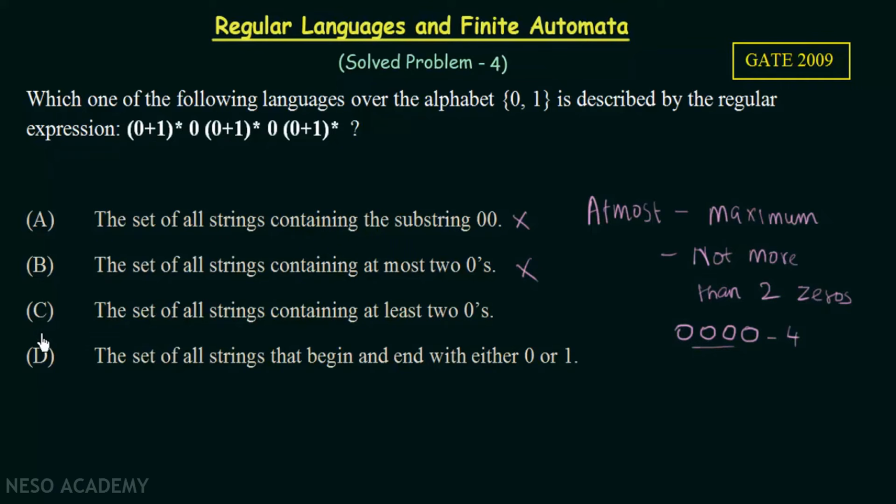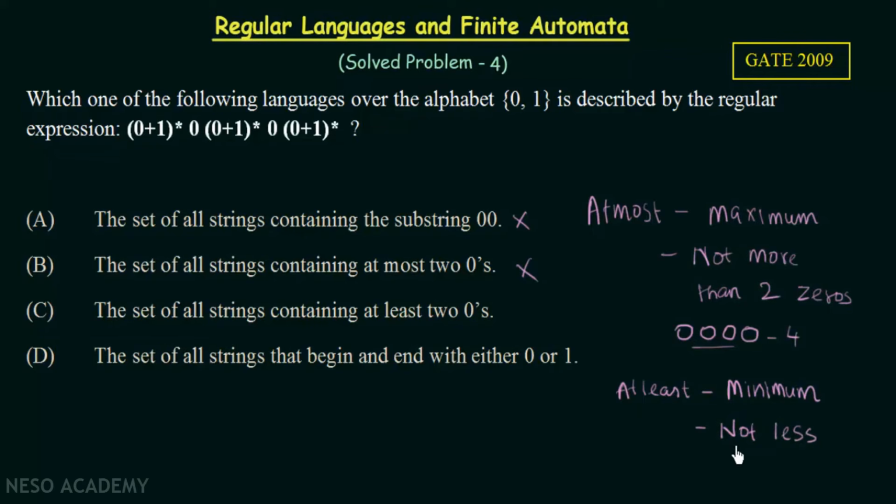Now coming to the third option, that is option number C, it says the set of all strings containing at least 2 zeros. Now what is the meaning of at least 2 zeros? Whenever you have the term at least, it means minimum 2 zeros. So whenever you have the term at least, you should understand that what it means is minimum. That means at least 2 zeros means minimum 2 zeros. So minimum 2 zeros means you can have either 2 zeros or more than 2 zeros. That is what we mean by minimum. But it should not be less than 2 zeros. Whenever we say minimum, it should not be less than the given number.